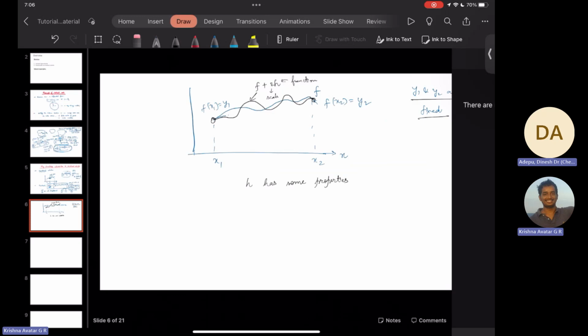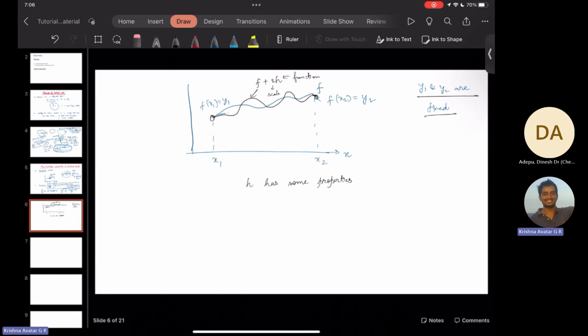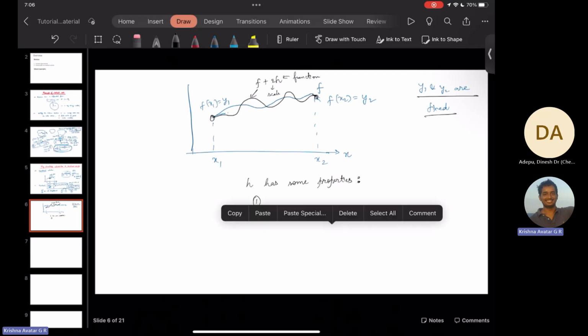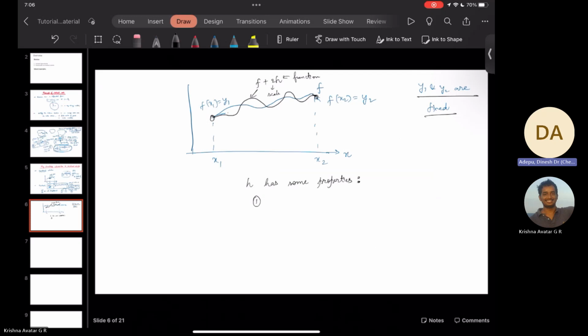Now you will see that h has some properties, because we cannot arbitrarily choose h. The first property is, I think, very much evident from the figure, right? Can h take any value at x1 and x2? That is the hint. It has to be equal to f of x1 and f of x2, right? So what value can h take at x1 and x2? Zero, exactly. It has the condition that h of x1 and x2 has to be equal to 0.